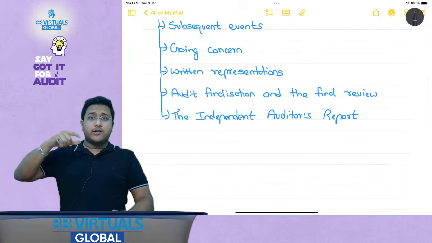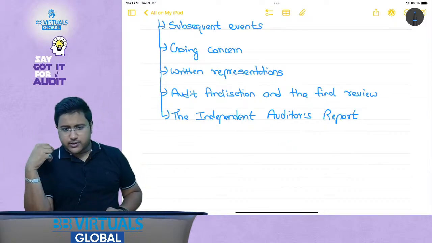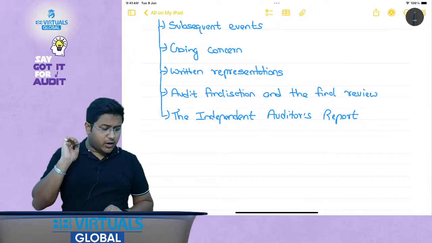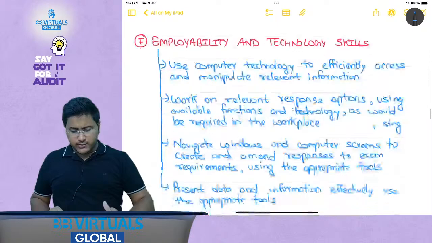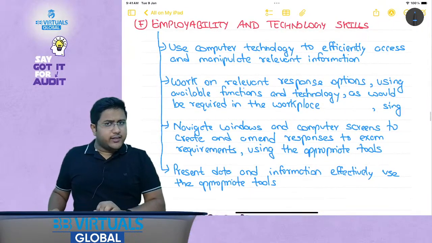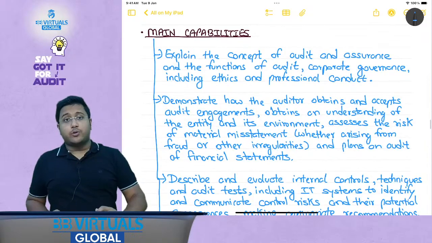So everybody reviews it. Say the work of the AM would be reviewed by manager, then senior manager, then director, then partner. The independent auditor's report, finally how the audit report is created, and what are the considerations that are there in the auditor's report. Then we are going to discuss some employability and technology skills. Now let's talk about the main capabilities.